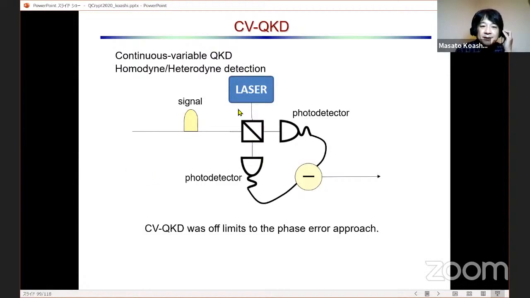So this measurement can filter out any different wavelengths or different timing. So CV-QKD seems to be good, but actually this area of QKD was off limits to the phase error approach. However, today I'm happy to announce that at least we can prove the security of one type of CV-QKD by using the phase error correction approach.